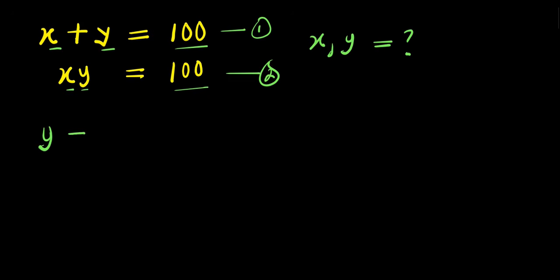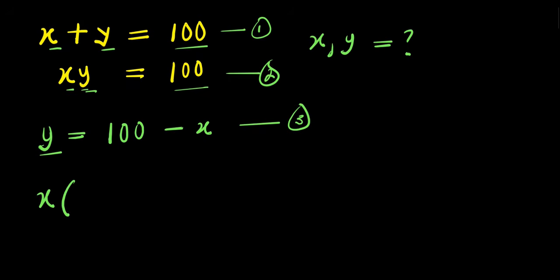We have y equals 100 minus x. This becomes our equation 3. We substitute this for y here. We have x times, instead of writing y, we have 100 minus x equals 100.